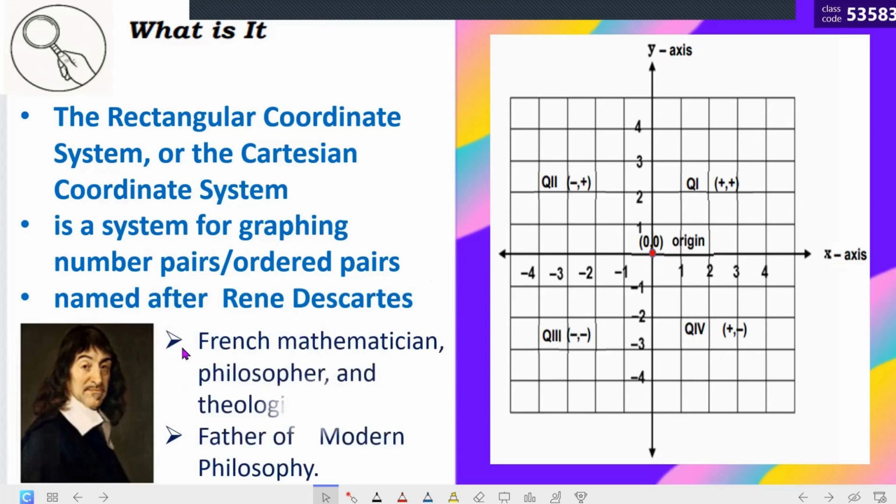He is a French mathematician, philosopher, and theologian. He is also known as the father of modern philosophy.